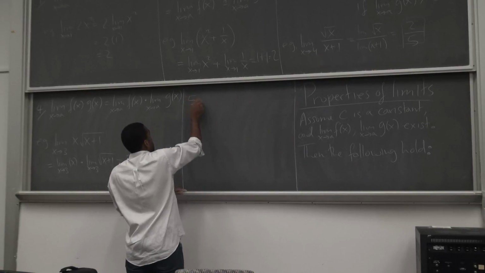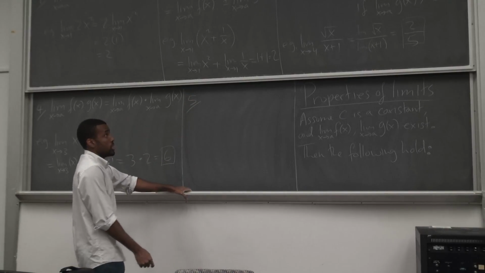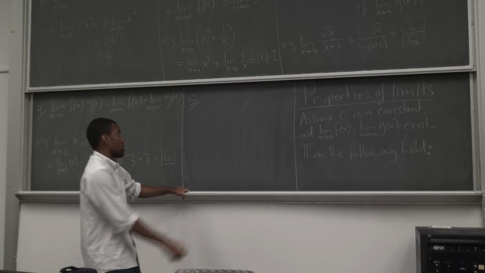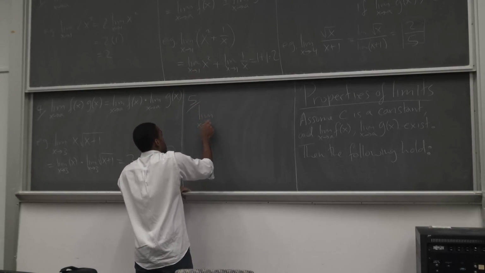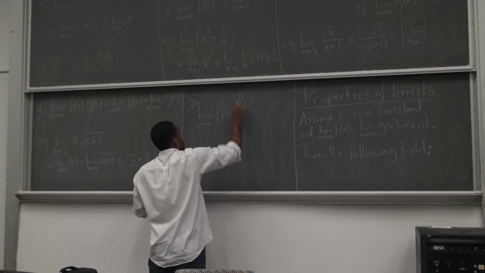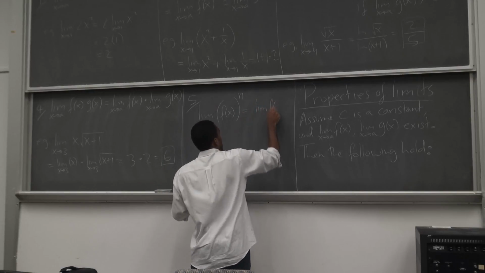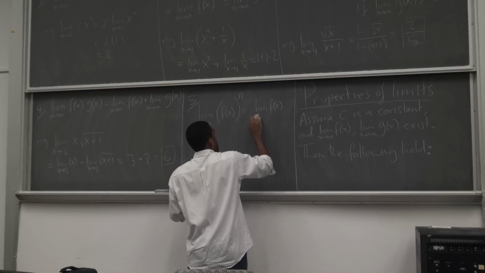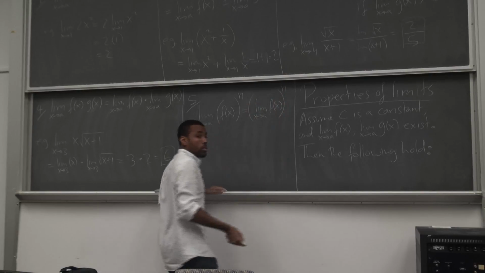There's a fifth property, it's going to be nice for us, which is exponentiation. Limits actually distribute across exponentiation. So the limit as x approaches a of f of x, raised to the power, that's just the limit of the inside raised to that power.